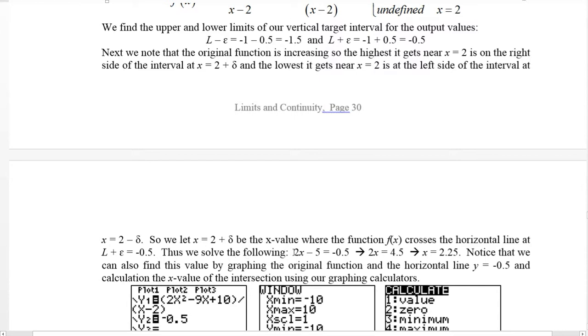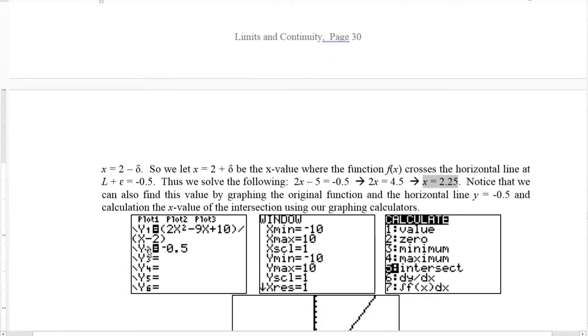We want to find where the graph crosses that upper boundary, L plus epsilon, which is negative 0.5, that horizontal line. That's going to be where 2x minus 5 crosses that. And of course, for all the x's that are not equal to 2, the y value of the original function is the same as the y value on 2x minus 5. So we're solving this equation right here: 2x minus 5 equals negative 0.5. Solving that's pretty easy, right? Just add 5 to both sides. We get 2x equals 4.5, and then divide by 2 on both sides. x equals 2.25.